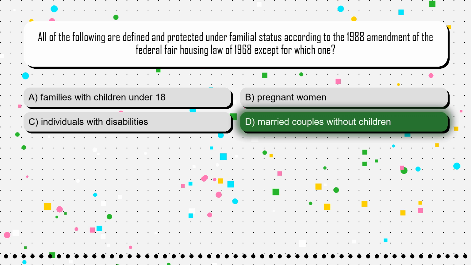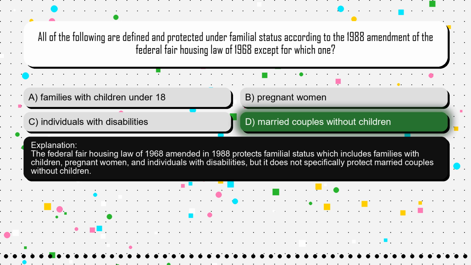The correct answer is option D, married couples without children. The Federal Fair Housing Law of 1968 amended in 1988 protects familial status, which includes families with children, pregnant women, and individuals with disabilities, but it does not specifically protect married couples without children.